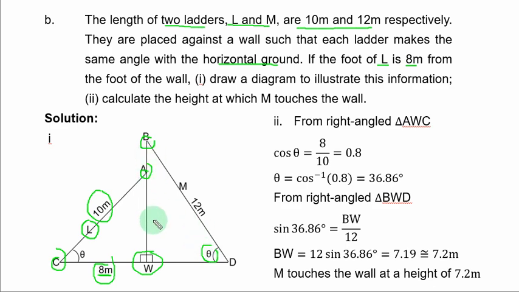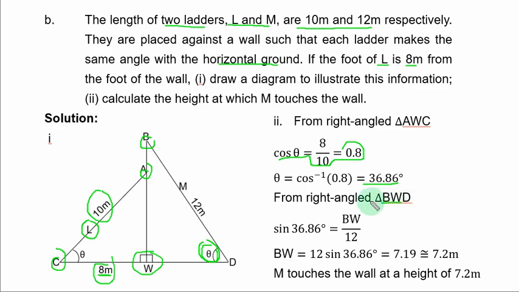So we have to start from triangle AWC to get the angle. So we have hypotenuse, adjacent, that is cosine. So cos theta is equal to 8 over 10. Adjacent over hypotenuse, that is 0.8. To get theta, take the inverse of cosine of 0.8 and you have 36.86. So here is also 36.86.